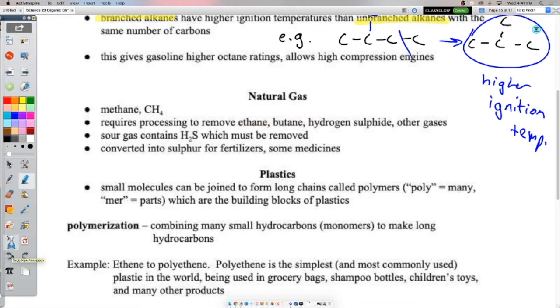You must remove H2S, right? H2S is actually very dangerous. If any of your parents work out at site, they've most likely had to undergo serious training to know what to do if they come into contact with H2S, okay?